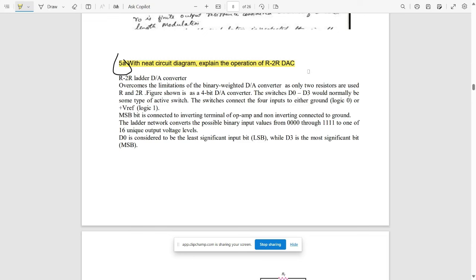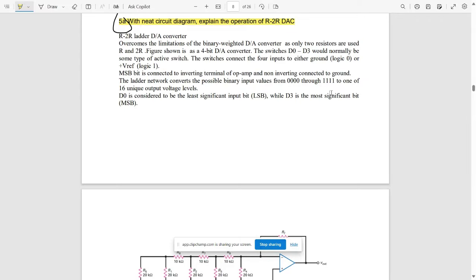Question 5A is: with a neat circuit diagram, explain the operation of R-2R ladder digital to analog converter. These are the explanation points you need to know: it overcomes the limitation of the binary weighted D to A converter, and the R-2R figure is shown as a 4-bit D to A converter. The switches are D0 to D3, and the switches connect the 4 inputs to either ground, logic 0, or V reference, the reference voltage, logic 1.